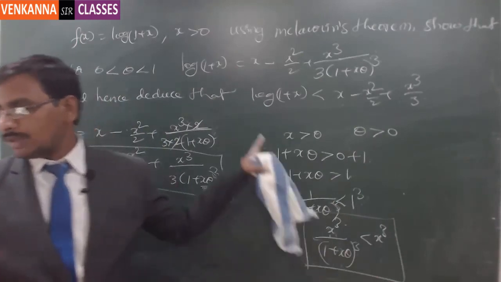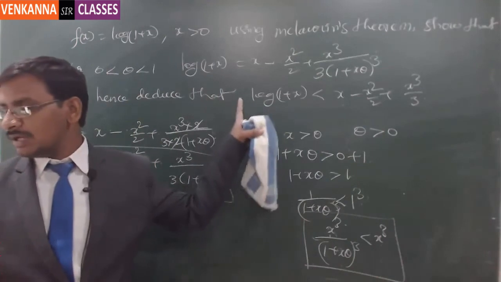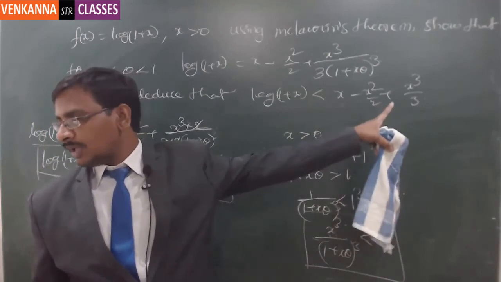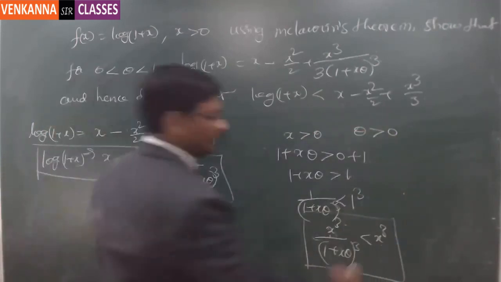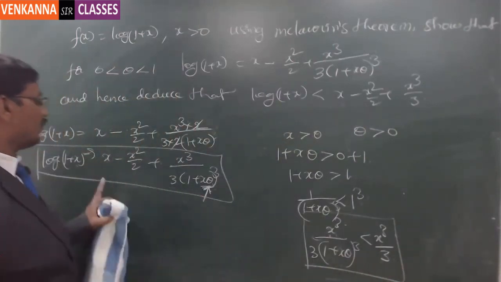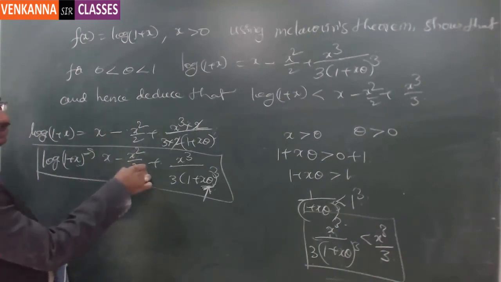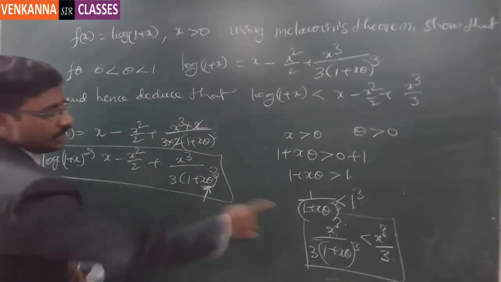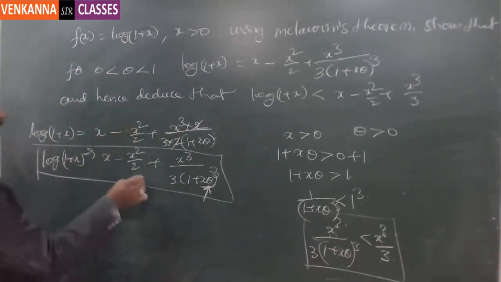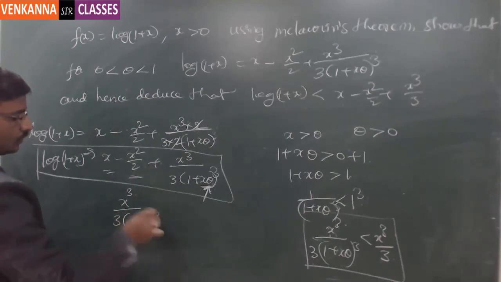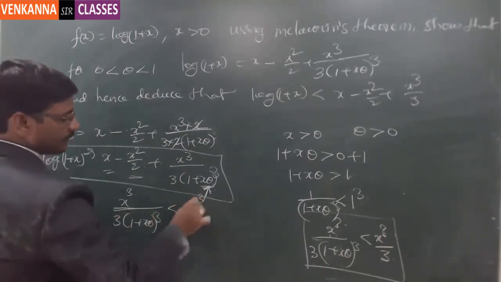From this, you can replace it here. See this. And hence deduce that log of 1 plus x is less than x minus x square by 2 plus x cube by 3. Now here, if I divide with 3 here, there will be 3 here. Now in the expansion of log 1 plus x, x minus x square by 2 plus x cube by 3 into 1 plus x theta whole cube, and then this format we can bring in. So by adding minus x square by 2 and plus x, x cube by 3 into 1 plus x theta whole cube is less than x cube by 3.